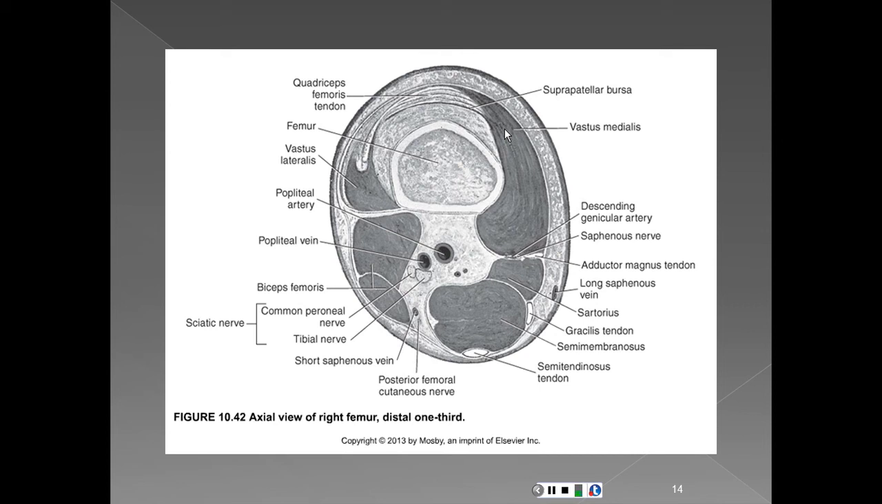So the quads are in front. The hamstrings are in the back. And the quads, again, important to understand the quads. It's four muscles, hence quad: rectus femoris, vastus lateralis, vastus medialis, and vastus intermedius.